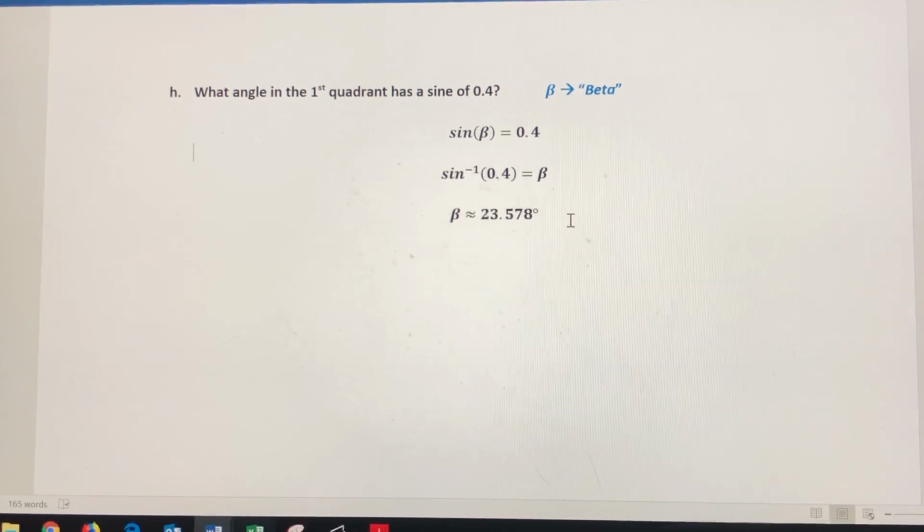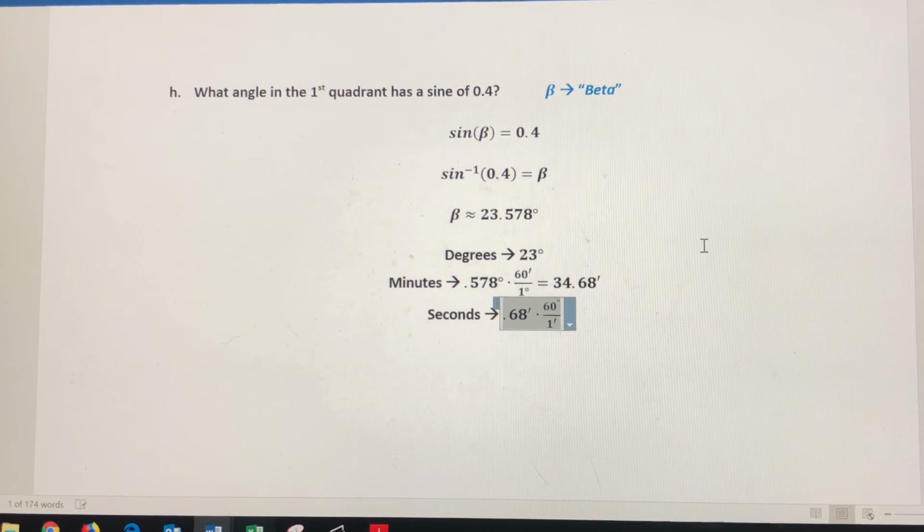Now we want to go through the conversion process. We've got 23 degrees for sure. We're going to take the 0.578 and use our conversion factor, multiplying that by 60 minutes over 1 degree. That's going to give me 34.68 minutes. So I know I've got 23 degrees, 34 minutes. But now I want to take 0.68 and make that seconds. Multiply by 60 seconds per 1 minute. So my seconds are going to be 40.8.